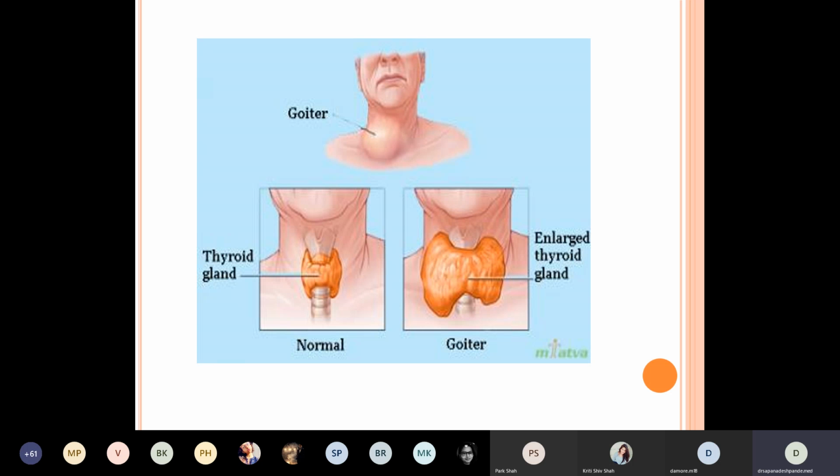So now what is goiter? Goiter is an enlarged thyroid gland. Either there will be diffuse enlargement, that is the whole of the thyroid gland is enlarged, or there is nodular enlargement, that is one nodule, solitary nodular enlargement, or multinodular. There will be multiple nodules which are separated from each other by fibrous septa. So either it is diffuse, solitary, or multinodular. There are three types of goiter. What is goiter? That is enlargement of the thyroid gland.